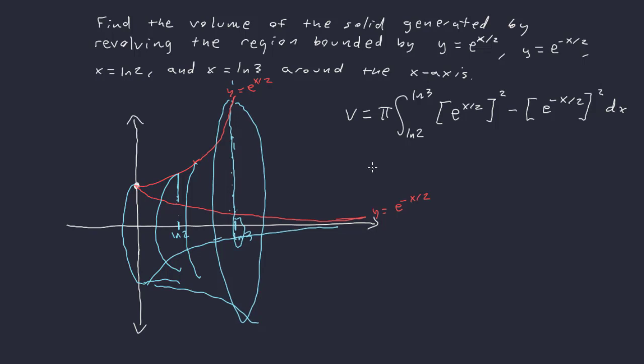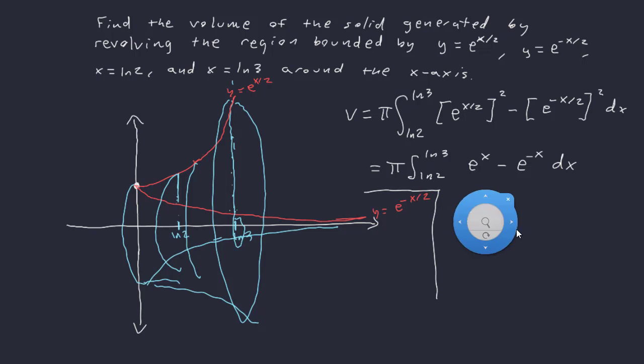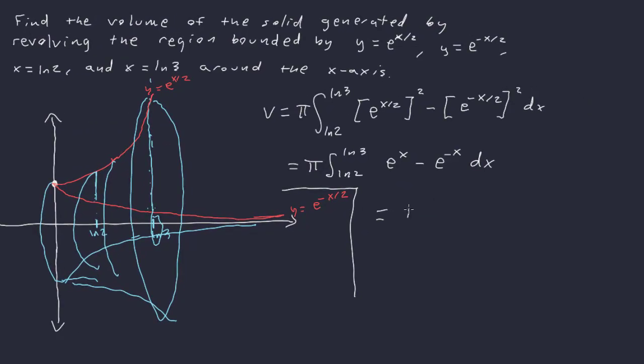All right, so then we'll get pi times the integral from ln 2 to ln 3 of, when we square this, we multiply the exponents, so we'll get e to the x minus e to the negative x. I want to continue this over here.